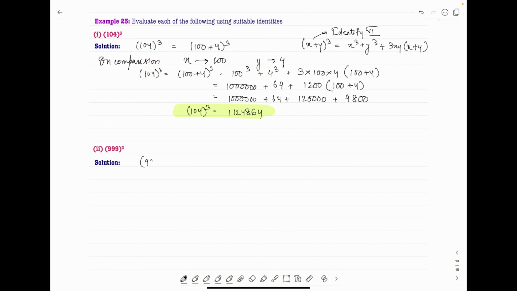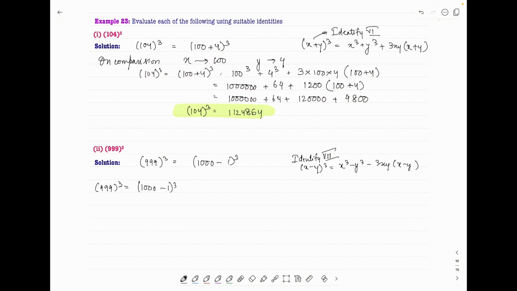Similarly, it is said 999 whole cube. So instead of 999, I can write 1000 minus 1 whole cube. We know from identity 7, what does it say? It says x minus y whole cube equals x cube minus y cube minus 3xy into x minus y. So I can write 999 cube as what?